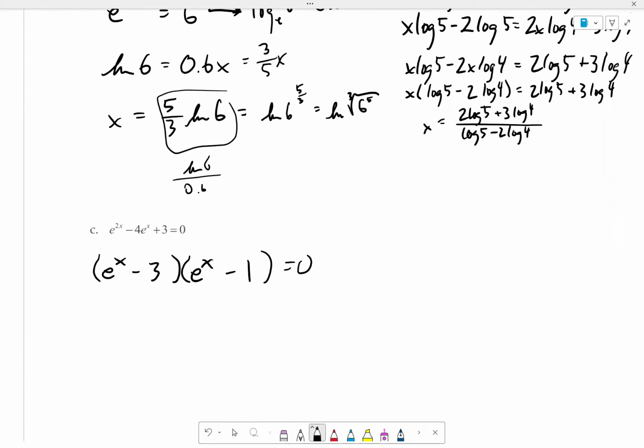And now, our three favorite letters. Z, P, P. e to the x minus 3 equals 0. e to the x minus 1 equals 0. e to the x equals 3. And e to the x equals 1.